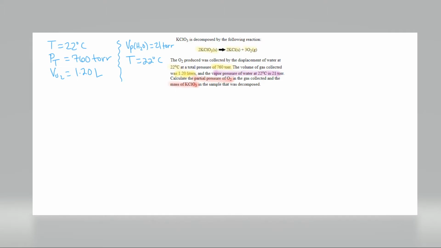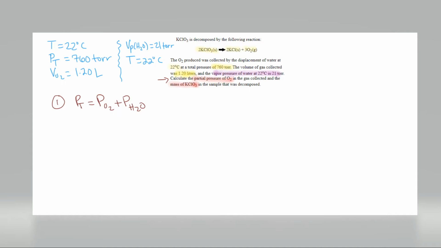So let's figure out the first one. It says calculate partial pressure of oxygen. So essentially when this oxygen is being collected through the displacement of water, the only other gas that could potentially be added to the system is the vapor pressure of water. So the first part is actually a one-step process. The total pressure is just going to be the pressure of oxygen and water, gaseous water.